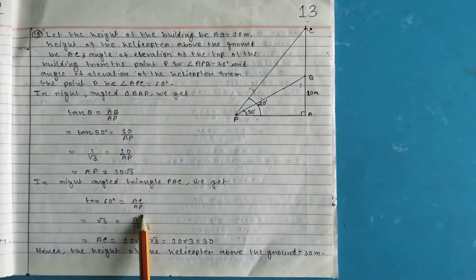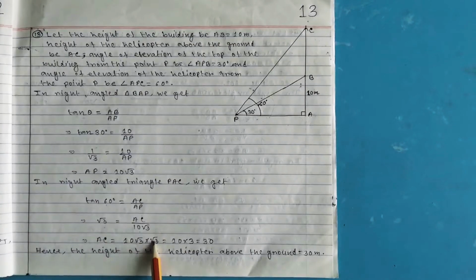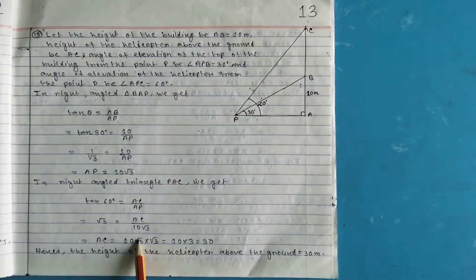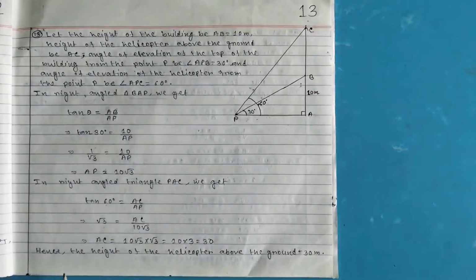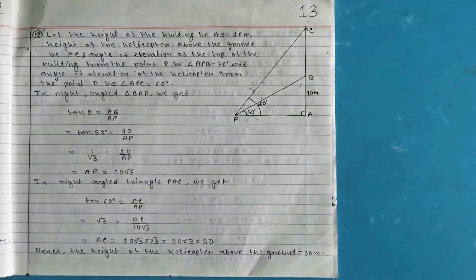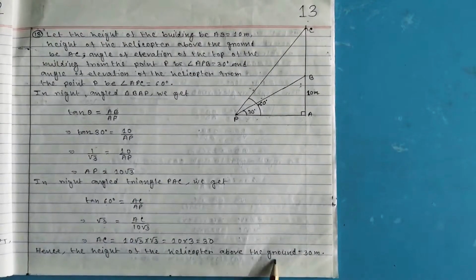So AC equals, by cross multiplication, root 3 into 10 root 3. Root 3 into root 3 will be 3, and 3 into 10 is 30. Hence AC equals 30, and that is the height of the helicopter from the ground. So the height of the helicopter above the ground is 30 meter. In this way you will solve the problem.